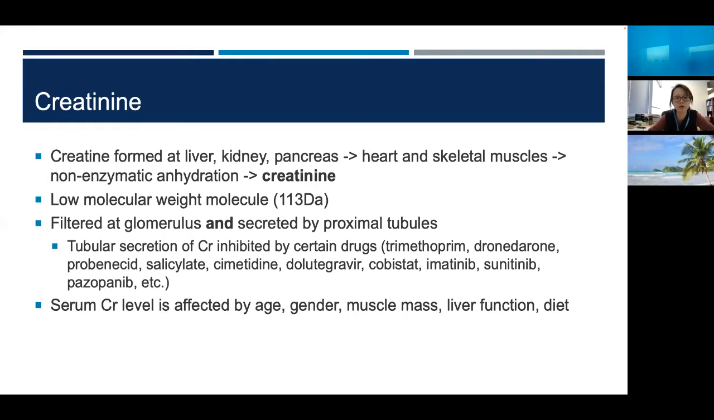These medications include trimethoprim, dronabinol, probenecid, salicylate, cimetidine, some of the antiviral medications we use for HIV patients, and some of the chemotherapy agents for cancer patients. And because serum creatinine is primarily stored in the skeletal muscle, it is really affected by age, gender, muscle mass, liver function, and also diet. Creatine is found in dietary protein, and it gets converted to creatinine with heat. So people on a diet with high consumption of cooked red meat have a higher level of serum creatinine.